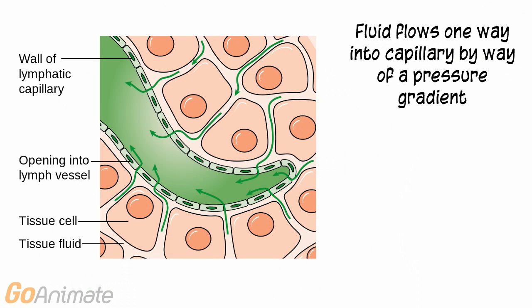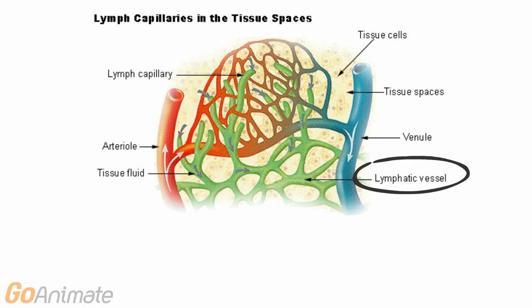Fluid can only flow into a lymphatic capillary. There is a pressure gradient with the higher interstitial pressure pushing fluid into the capillary that has a lower pressure. The cells slightly separate to allow fluid into the capillary and then move back together to block fluid from exiting. The lymph capillaries carry the fluid, now called lymph, into larger lymphatic vessels.